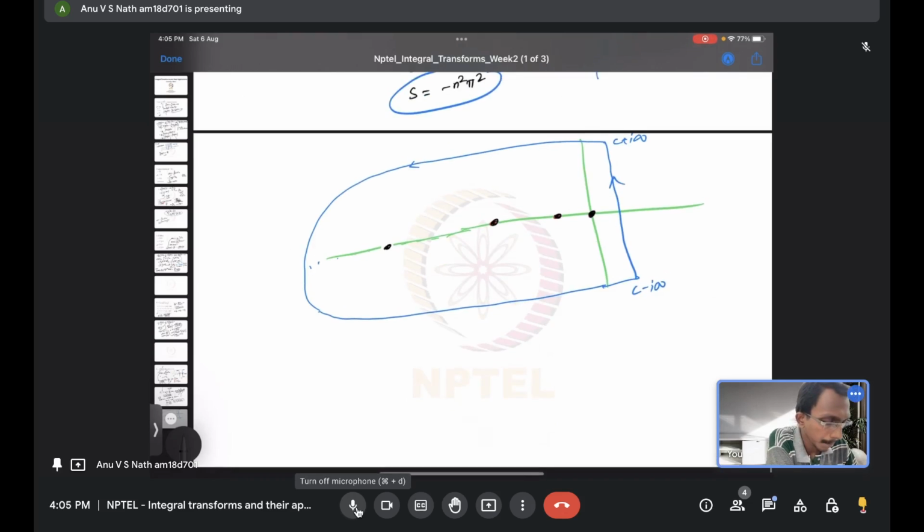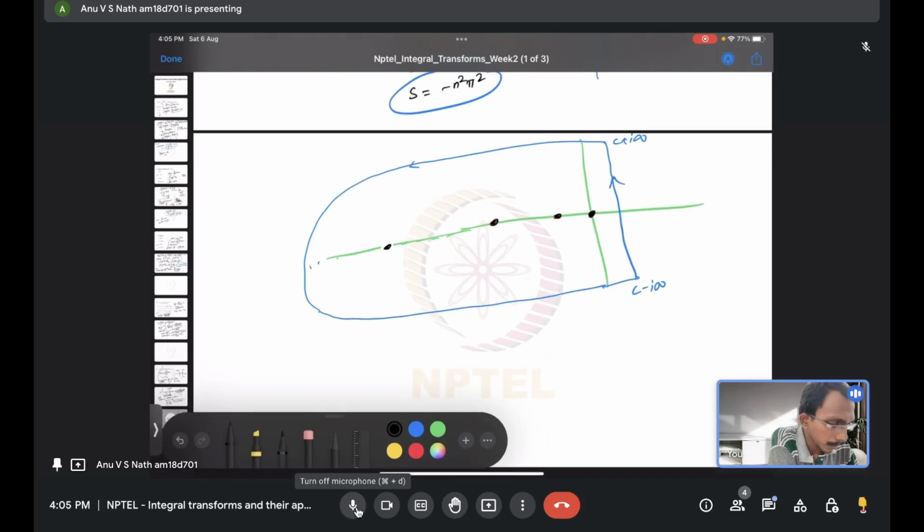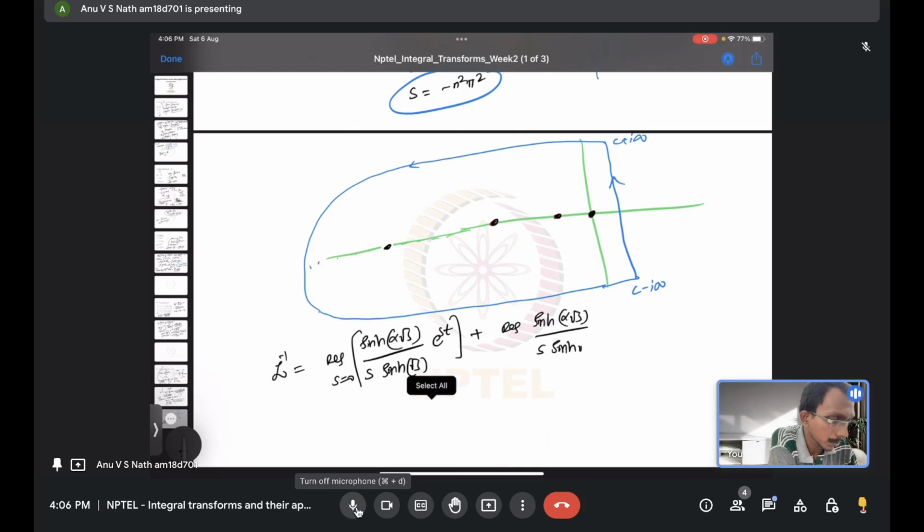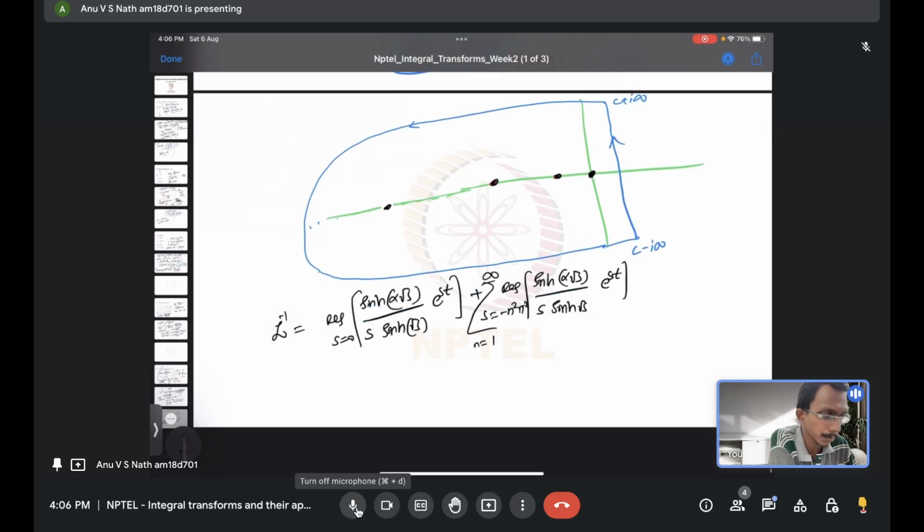So that means the inverse Laplace transform that we want to evaluate is actually the residue of the function sinh(α√s)/(s sinh(√s)) e^{st} at s equal to 0, plus the residue of the function sinh(α√s)/(s sinh(√s)) e^{st} at s equal to -n²π². This is for all n equal to 1 to infinity. So this is how we write the solution.